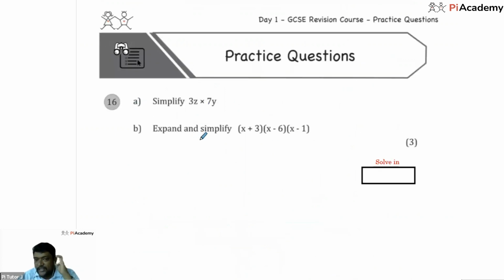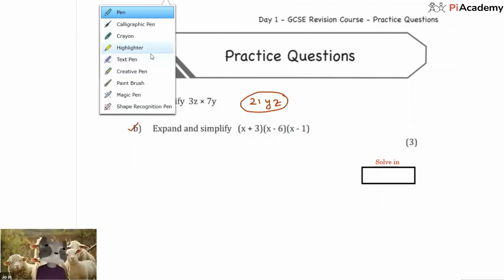Can you try this? It's very easy. Go ahead. The first one is very, very easy. It is 21yz. Okay, that's the answer for the first one. I want you to do the second one. Expand and simplify x plus 3 times x minus 1 times x minus 6 times x minus 1. First do this.